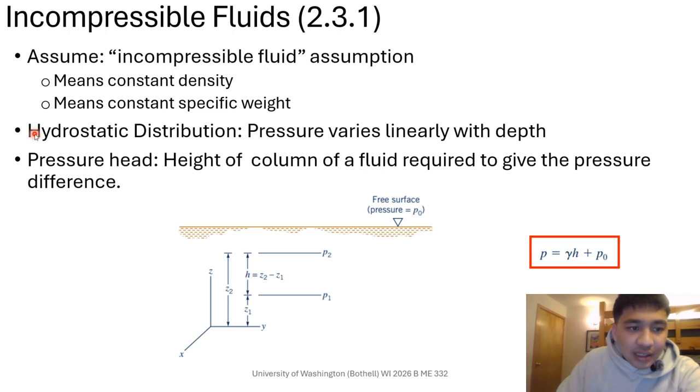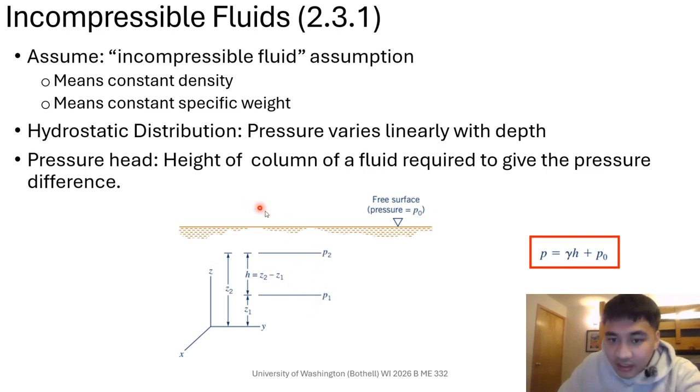Hydrostatic distribution just means pressure varies linearly with depth, which we kind of talked about, but we'll talk more about this in later slides. The term pressure head, you'll hear that in some problems, and that essentially means the height of a column of a fluid required to give the pressure difference. So that's basically this P2 minus P1 in this diagram.